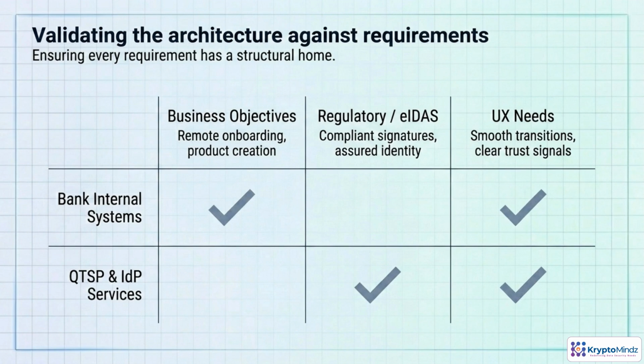Now we stress test the architecture against what really matters. From a business perspective, can a customer complete onboarding remotely and actually open the products we care about using only the components we've designed? From a regulatory perspective, are identity proofing and qualified signatures handled by providers that meet eIDAS and banking rules with clear trust boundaries? From a UX perspective, do users experience one coherent flow, even when we call external services?